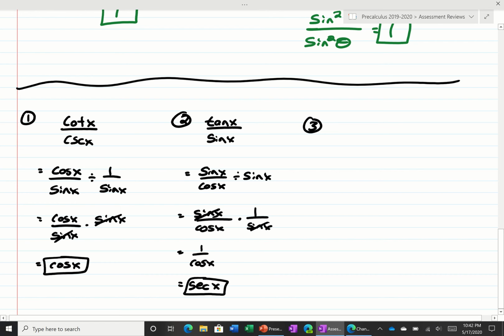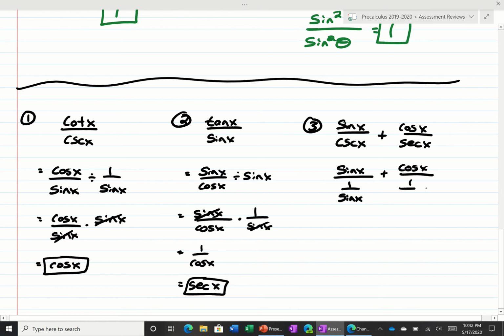For problem number 3, we have sine of x over cosecant of x plus cosine of x over secant of x. So let's convert to sines and cosines. This is sine of x over 1 over sine of x plus cosine of x divided by 1 over cosine of x. And when you divide by a fraction, you multiply by the reciprocal, so this would just be sine of x times sine of x plus cosine of x times cosine of x, which is just sine squared plus cosine squared, which is 1.